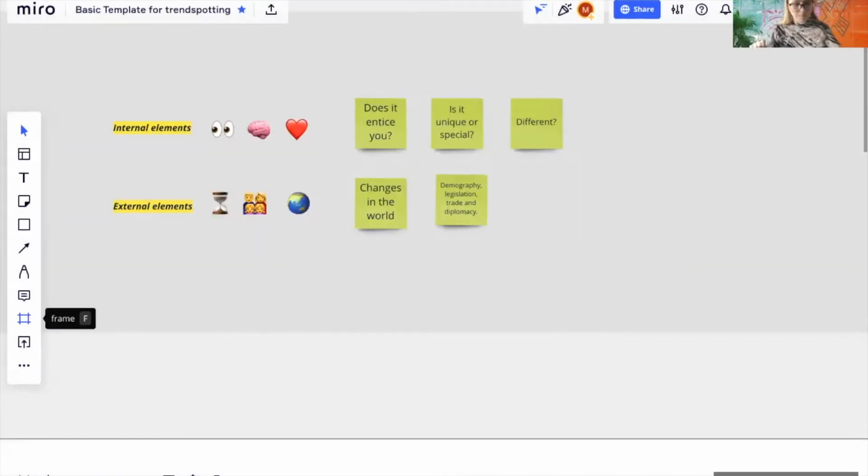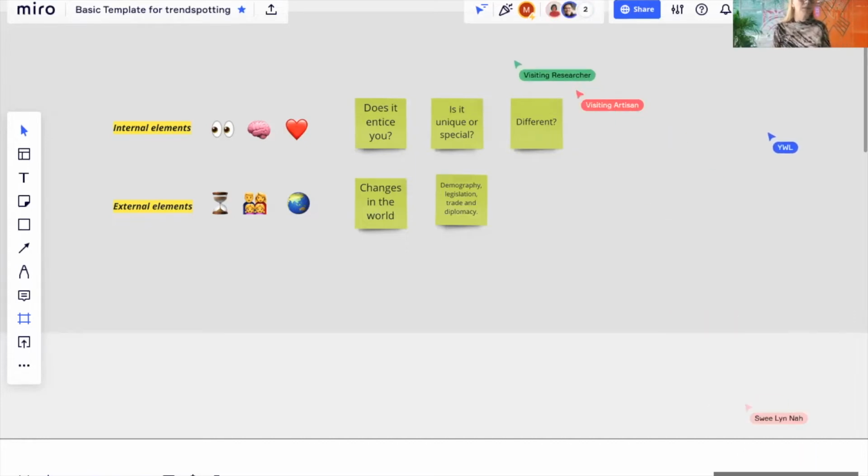But basically, what you need to look for trends is there's an internal element. There is a certain level of intuition, and it starts with understanding the kind of impact that a certain imagery, a certain article, or a certain piece of data has on you. So the first thing is, does it entice you? Is it unique or special, or is it different? So there's a moment that you apply judgment. That's why trend is something that you don't do by yourself. You do it in a group. Okay. And there's also a second aspect.